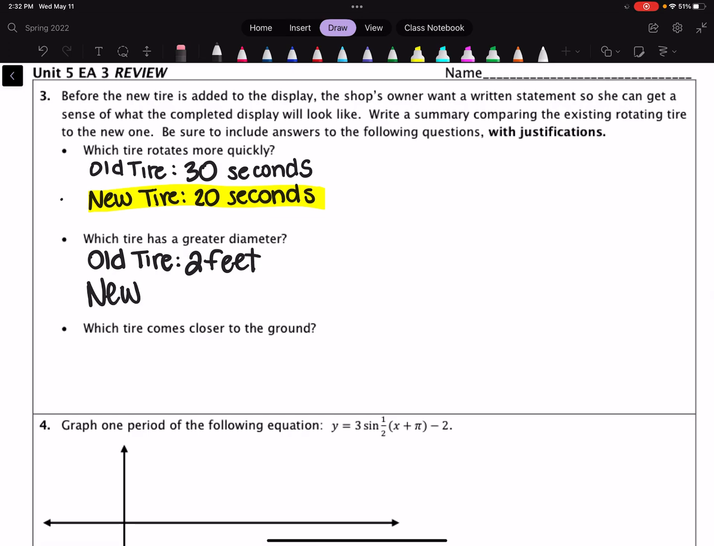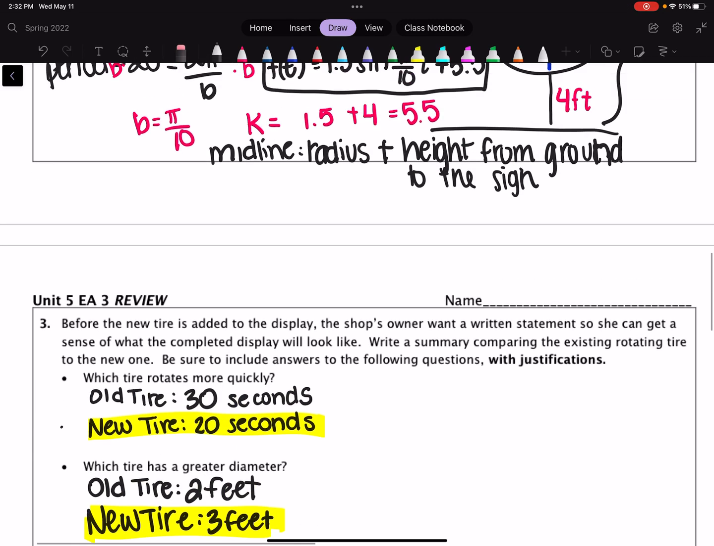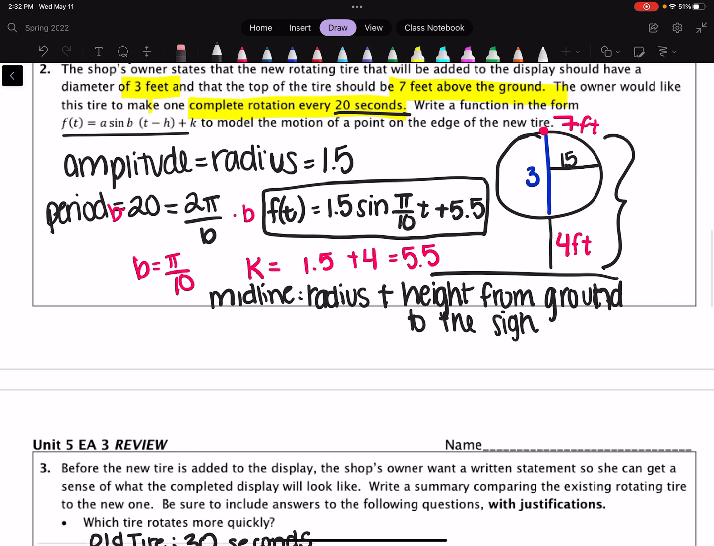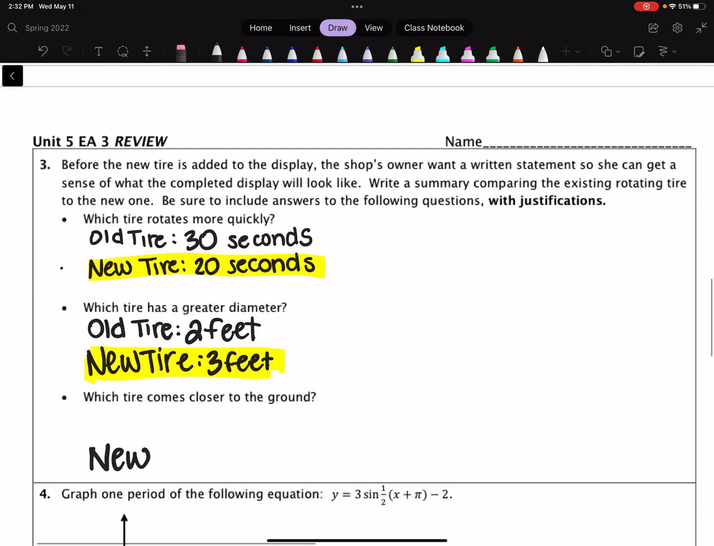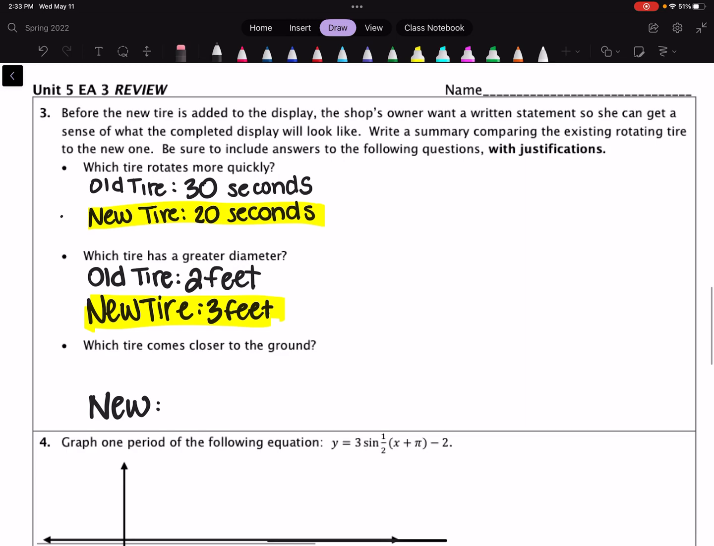And then with our new tire, they tell us in number 2 that the diameter is 3 feet. So again, the new tire has the greater diameter. All right, and then lastly, which tire comes closer to the ground? So we'll start with the new tire on this one, just because we had a diagram drawn in our last question. Right, so we know that the max height was 7 feet. The diameter of that new tire was 3 feet, which means that it has to be 4 feet from the ground here.